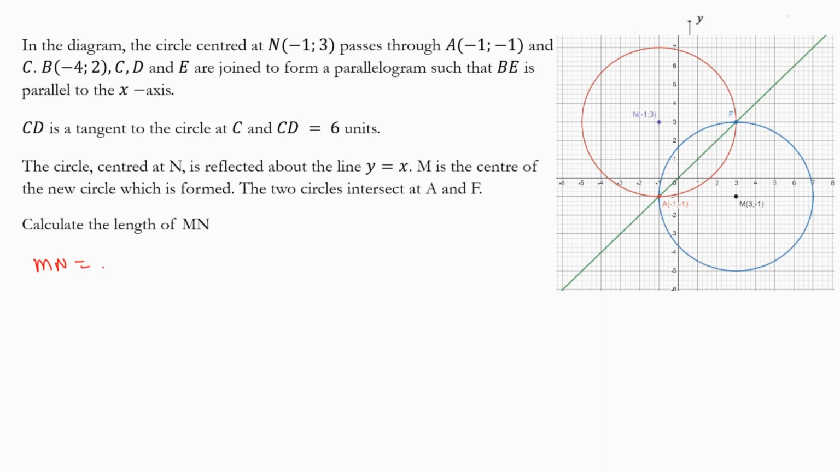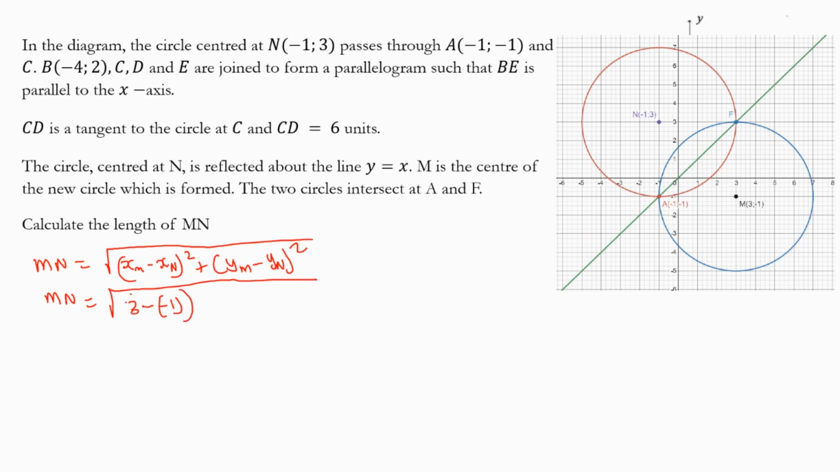MN is equal to the square root of (xM minus xN) squared plus (yM minus yN) squared. Okay, so MN is equal to then 3 minus -1, so it's going to be (3 minus -1) squared plus (-1 minus 3) squared, like that. Okay.